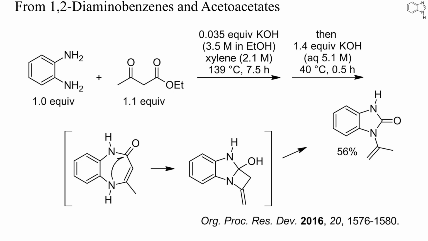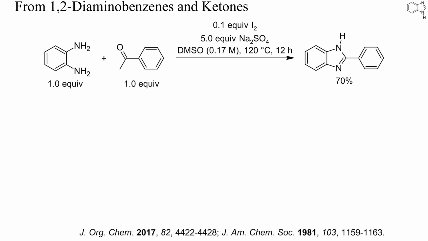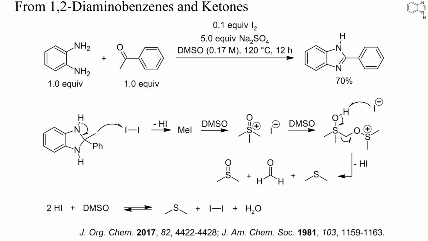This product was probably formed by ring contraction of a benzodiazepine, as sketched here. Even simple ketones can undergo C-C bond cleavage upon reaction with diaminobenzenes, as in this example. The driving force was the high resonance stabilization of imidazoles. In this case, a methyl anion was released from the intermediate imidazoline and trapped by iodine. I've sketched here one possible mechanism where this methyl group would end up as formaldehyde.